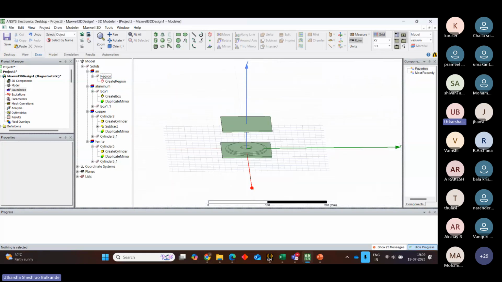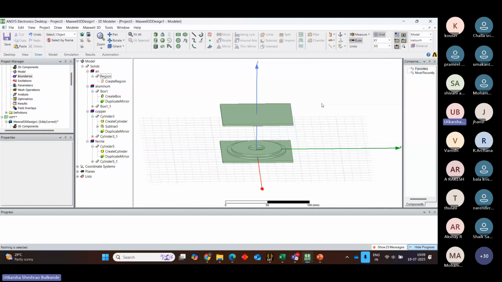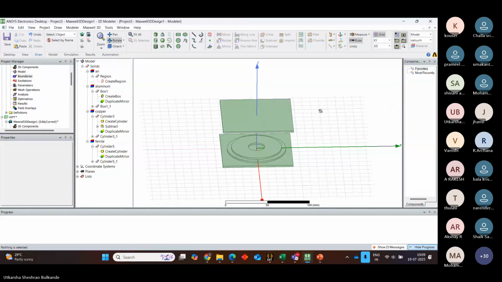So, do you guys remember how we have given excitation in 3D transformer case? Do you guys remember? Huh? Yes, ma'am. How? How we have given excitation in 3D transformer case?